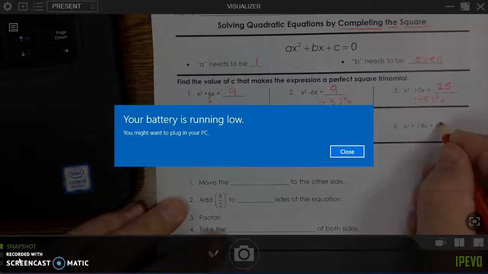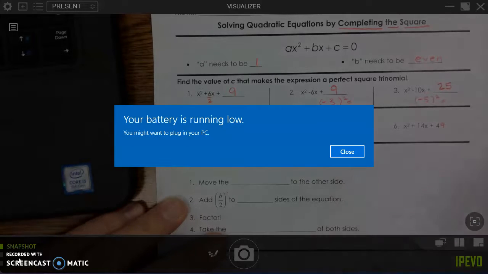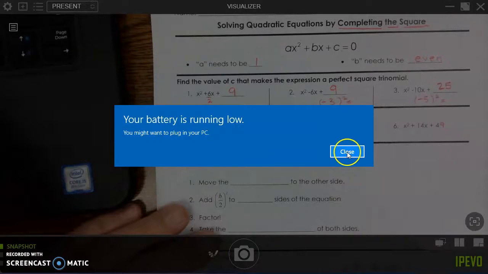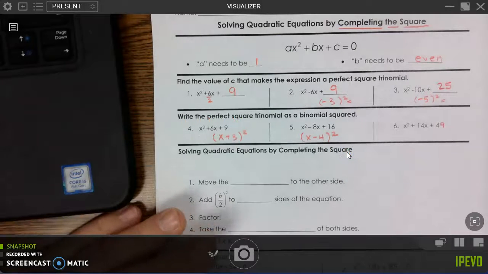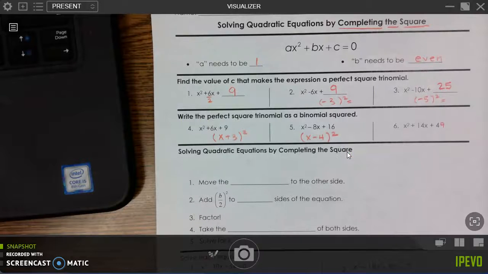This was supposed to have a 9 on the end of it. Battery is running low, but I've got my battery plugged in. At least it's supposed to be plugged in.